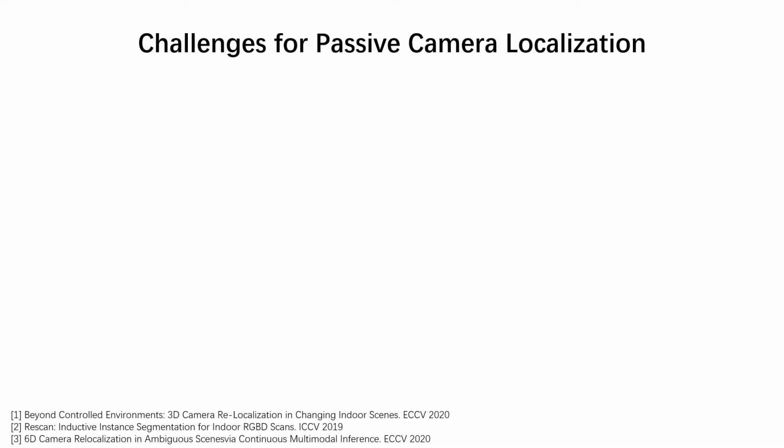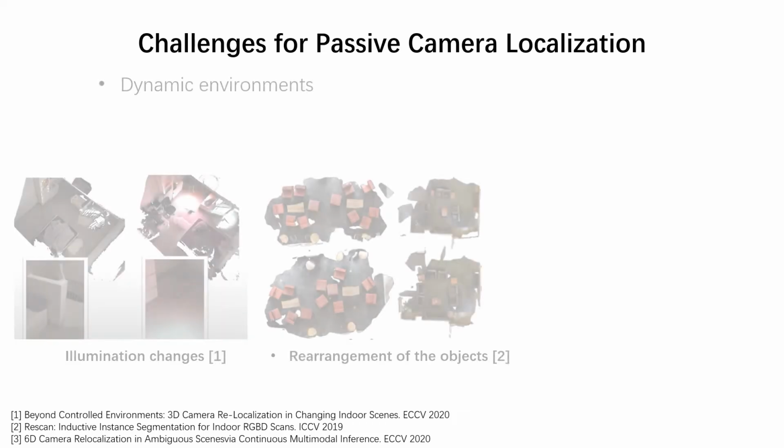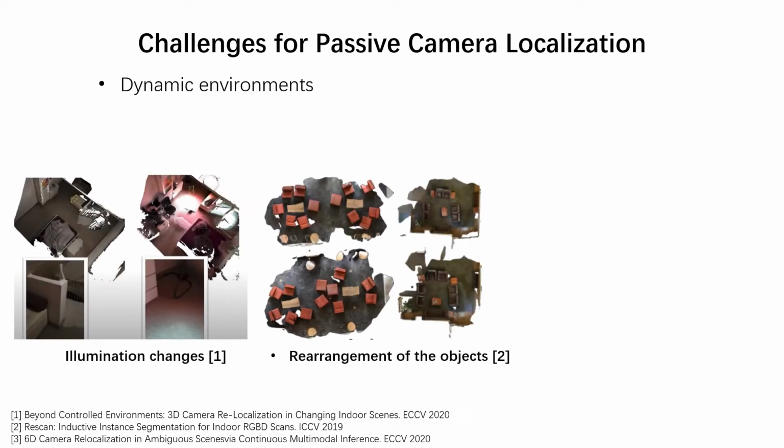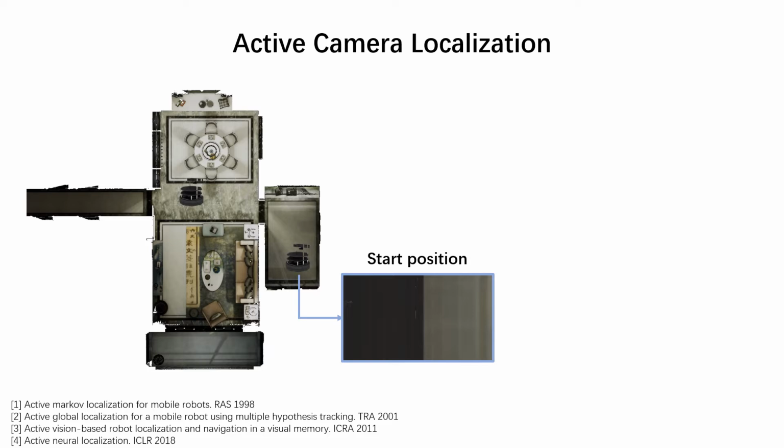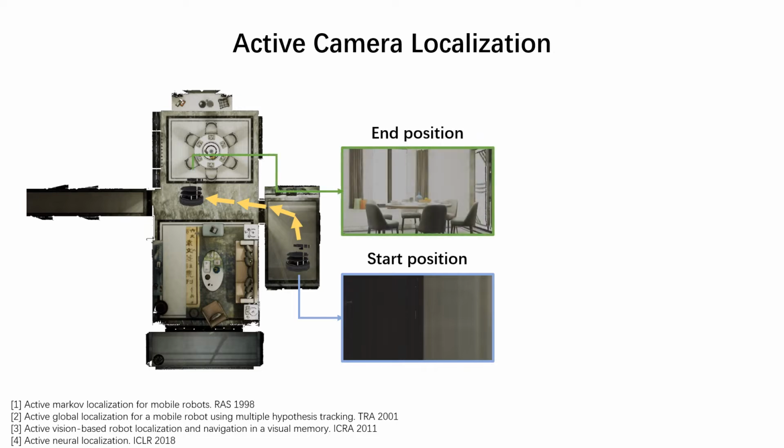However, these methods suffer from many challenging scenarios in the real world. For example, the dynamic test environment and the highly ambiguous regions, where there exist multiple objects that share the same geometry and texture, or the textureless regions. In order to resolve the above issues, a few works focus on camera localization in an active manner, known as active camera localization, where the agent is allowed to move from a bad observation to a novel observation where the camera can be accurately localized.